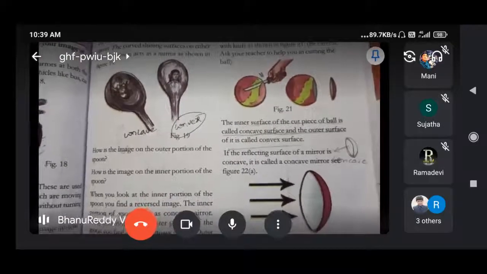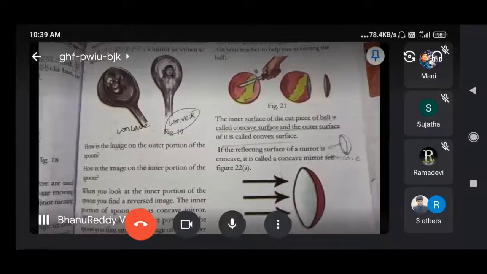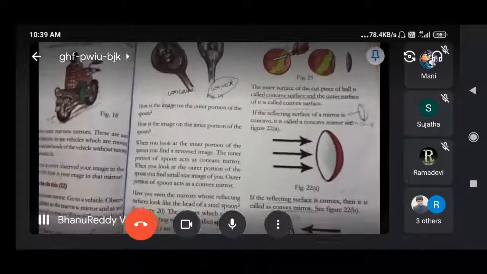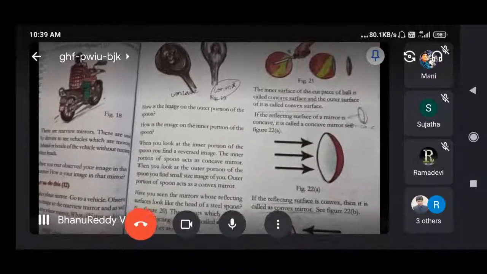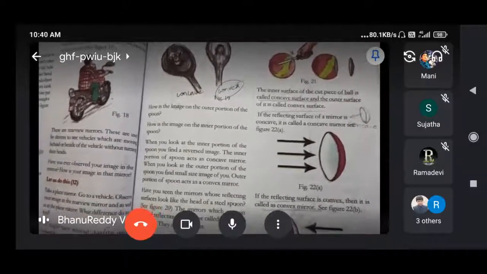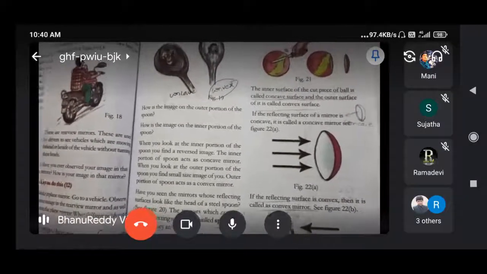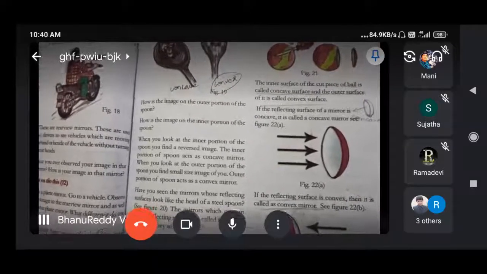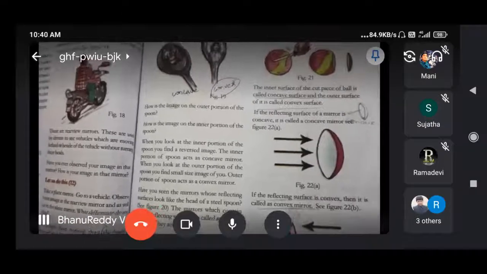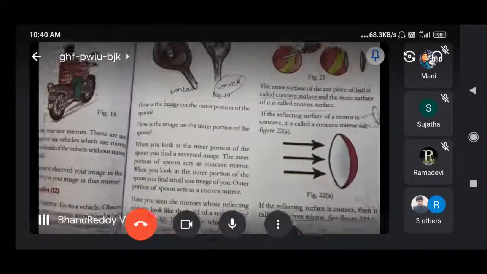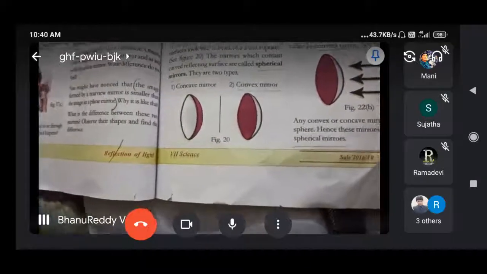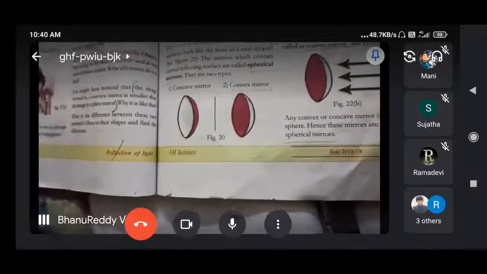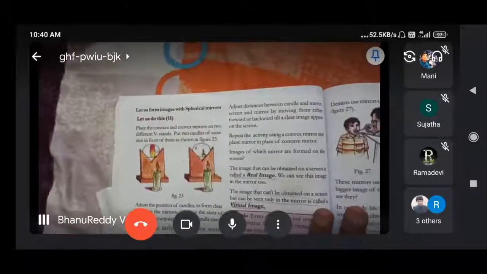And if the reflecting surface of the mirror is concave, it is called a concave mirror. And if the reflecting surface is convex, that means bulged out, then it is called a convex mirror. So any convex or concave mirror is a part of a sphere. Yes, those two are parts of spheres. So hence the mirrors are called spherical mirrors. Bulged in or bulged out, those are parts of the sphere. That's why we call those spherical mirrors, and curved mirrors also we can call.